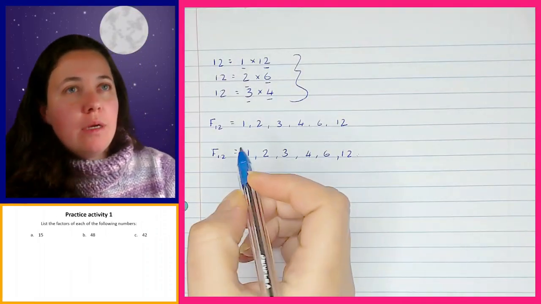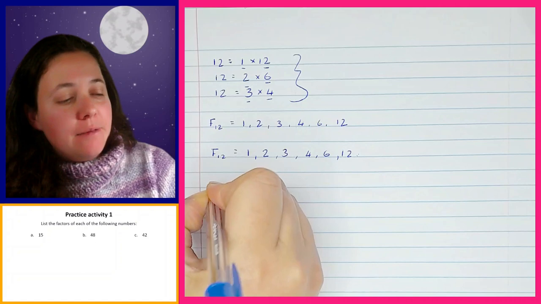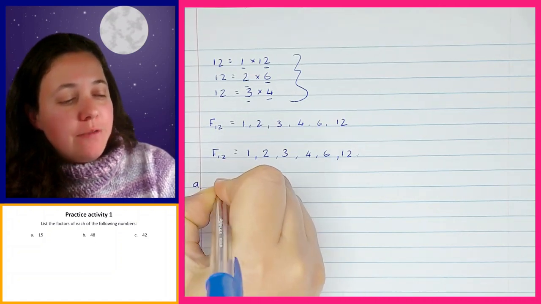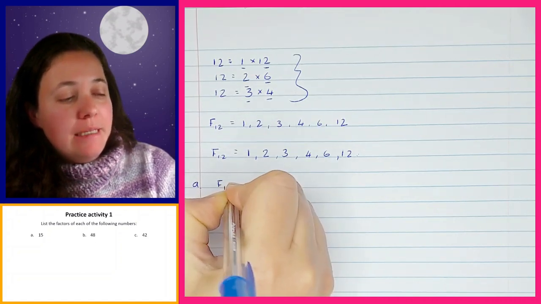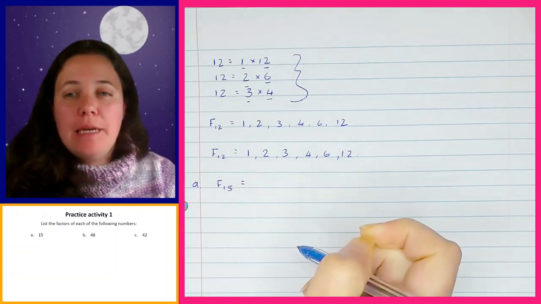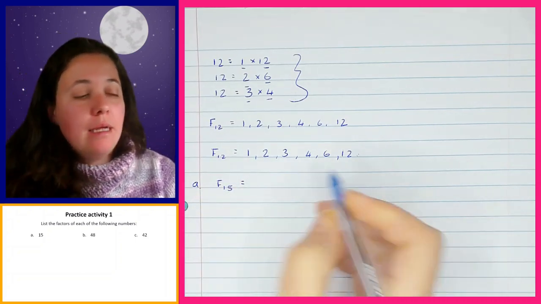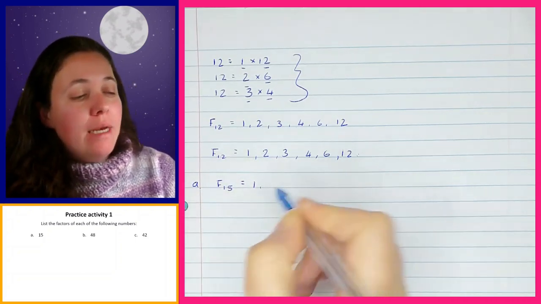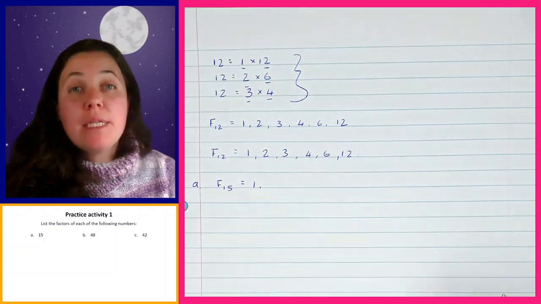So the first one was the factors of 15. For question A, we're going to find the factors of 15. Now remember we said that the first factor of any number will always be 1. So I'm going to start by writing down that 1. And the last factor will always be the same as the number itself.